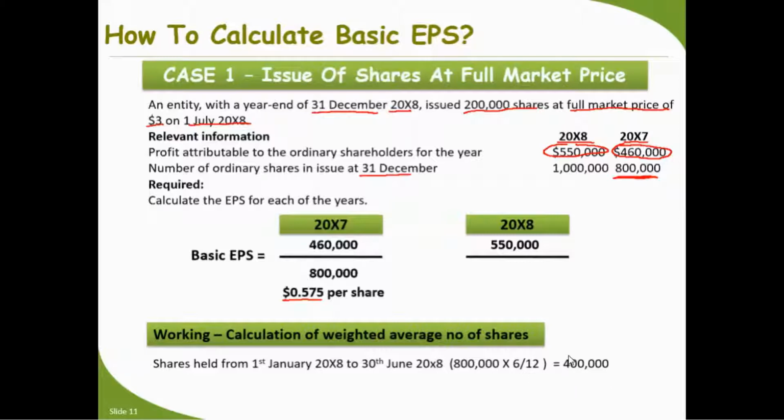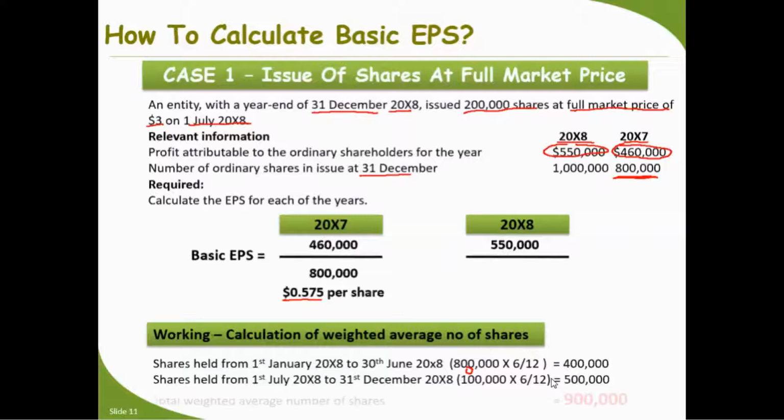Now it is increased. You have issued 200,000 more shares. So held from 1st July 20x8 to 31st December 20x8, how much? 1 million. Sorry, typo error, it is 1 million: 800,000 preceding and 200,000 new shares. So 1 million times 6 by 12 is equal to 500,000. And in total, you have how much weighted average? 900,000. And this 900,000 will be your denominator.